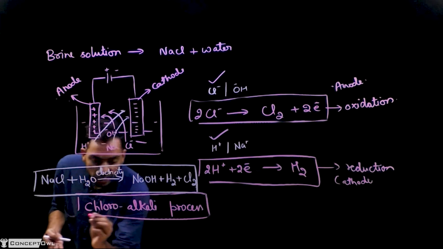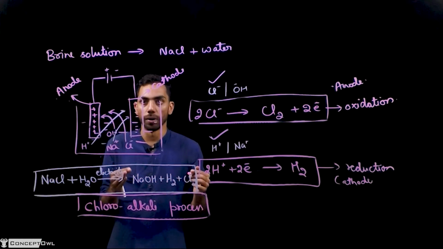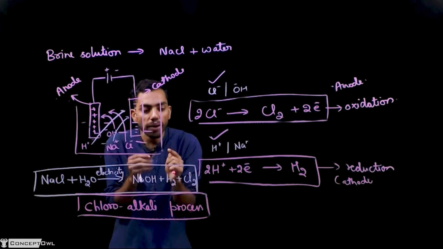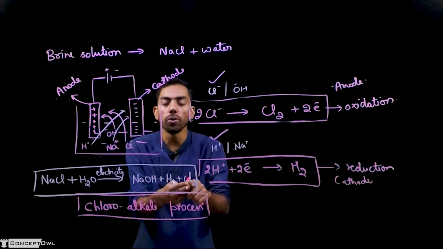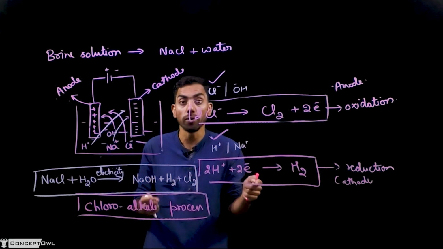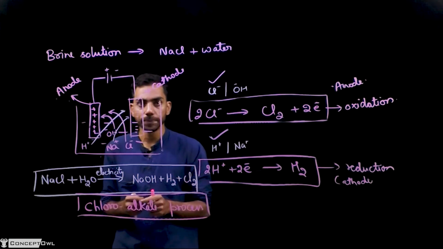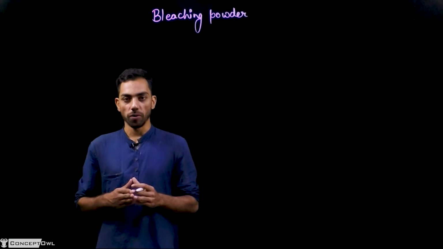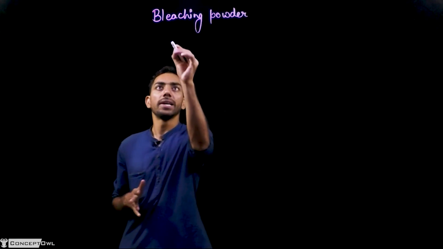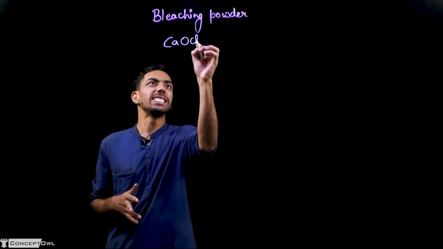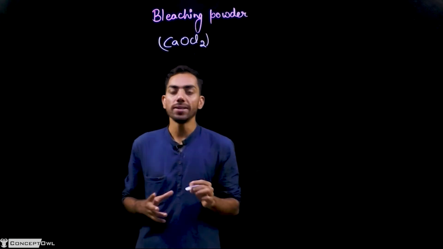So using this process we can prepare NaOH. Is this clear? Now here we are getting the chlorine also. So this chlorine we can use to prepare bleaching powder. What is bleaching powder? We'll see just in a few minutes. Now coming to the bleaching powder. So what is bleaching powder? CaOCl2. This compound is known as bleaching powder.